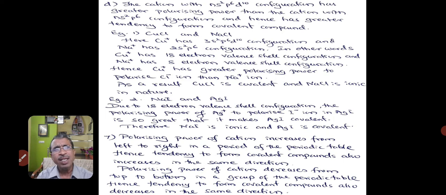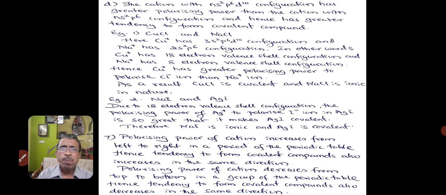Let us take another example, sodium iodide and silver iodide. Due to the 18-electron valence shell configuration, the polarizing power of the silver ion to polarize the iodide ion in silver iodide is so great that it makes silver iodide covalent. Therefore, sodium iodide is ionic and silver iodide is covalent.